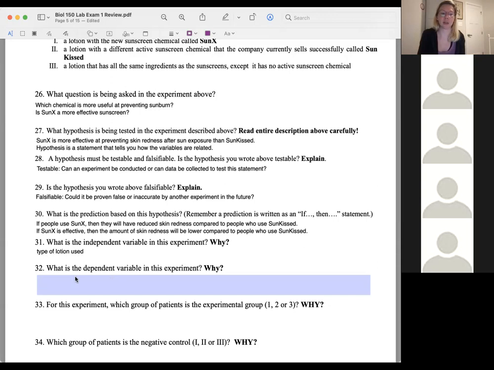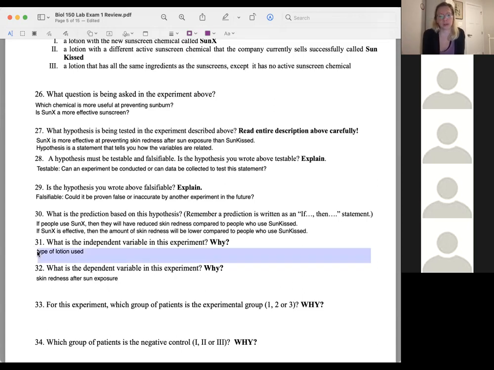And then what is the dependent variable? So what are we measuring here? Redness. Exactly, yes, skin redness. And we can be really specific here if we want. We can say skin redness after sun exposure. Yeah, that's going to be our dependent, and the amount of skin redness is going to depend upon which lotion was used on the skin.